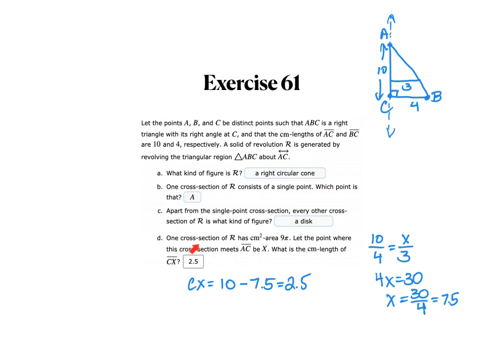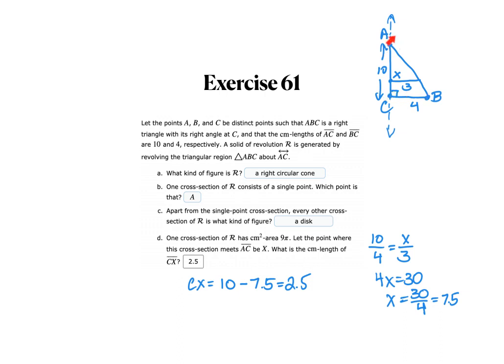Part D says, one cross-section of R has an area of 9 pi square centimeters. Let the point where this cross-section meets AC be X. I drew that over here. That's X. And they ask, what's the length of CX in centimeters, from here to here? If my area is 9 pi, that means my radius has to be 3. So what I'd like to know is how far this point X is up on my segment AC.